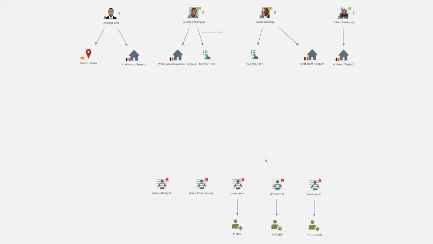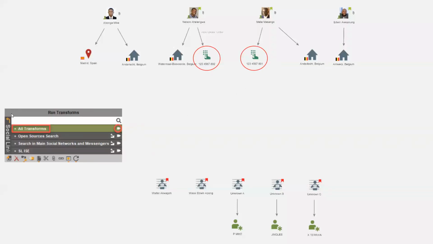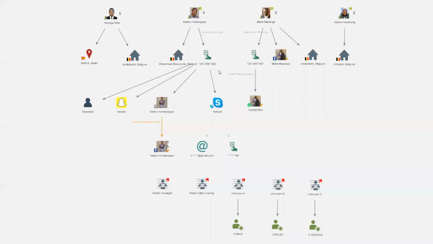So here you see the same slide as before, only in a different layout, and I did my first 2 steps on the known phone numbers. So I did the "all transforms" transform on these 2 phone numbers. I could have also done the search in main social networks and messengers, because that one works very well most of the time. So this transform gave me the following results.